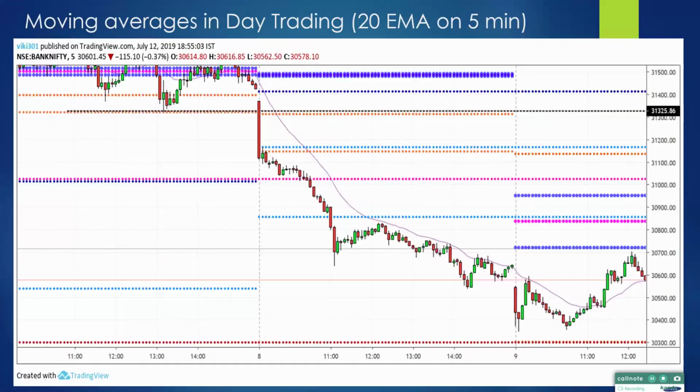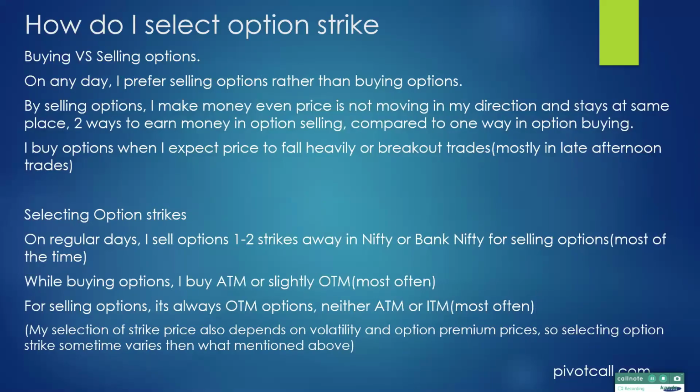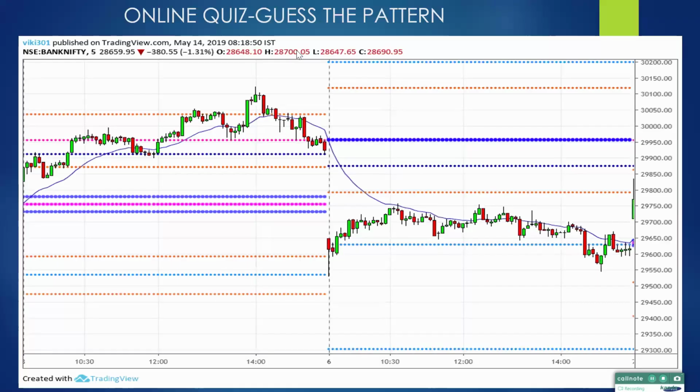Okay, so now what we'll do, I'll show you some charts. What you have to do is put in the chat section which pattern you can see on the chart. So here I'm showing you one pattern. Only look at the right side of the chart, not the left side. Focus on the right side and tell me which pattern you can see on the 6th of May. So just put it in the chat section.